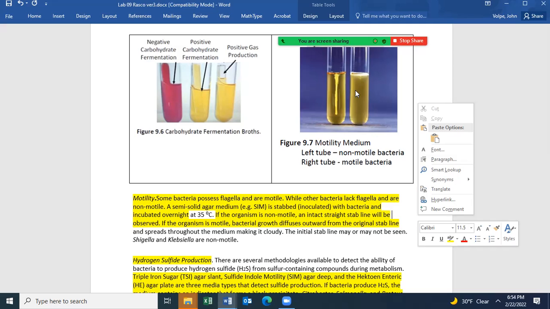Now, if you have a bacteria that's only slightly motile, you may not see it cloudy everywhere in the tube. What you may see is that the bacteria is growing around the stab, and you'll see it in a feathered-like position. I'm trying to draw it, where it's protruding from the stab mark. And that's just because it's motile, but it's not very motile. All right, that's the motility test.